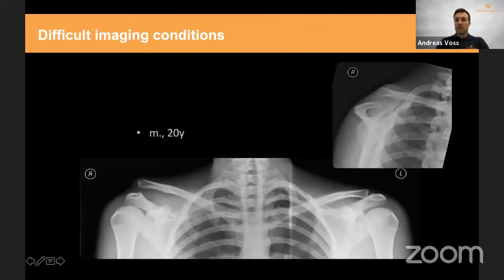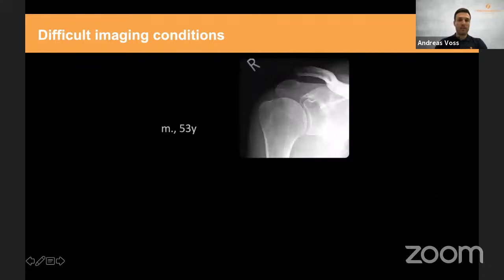So let me start with a little example. This is a male patient, 20 years old, who fell on his right shoulder. And you can see here an AC joint dislocation. This is a high-grade dislocation. So this would be a type 5 Rockwood dislocation. Also on the Y view, you can see here the superior migration or the inferior migration of the humeral head. This one would be easy.